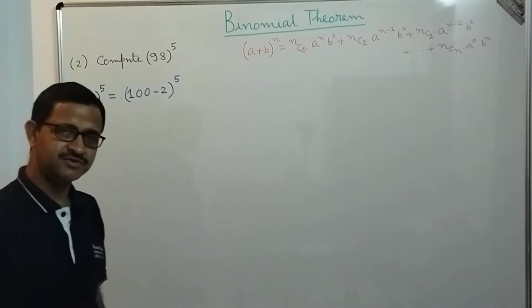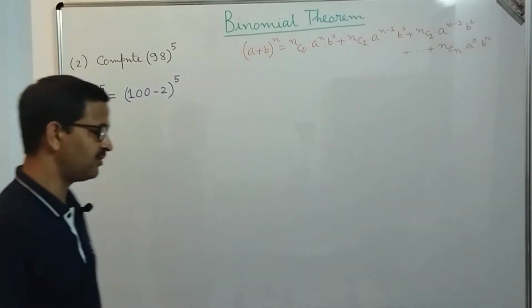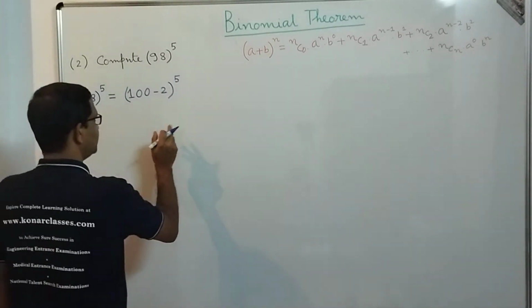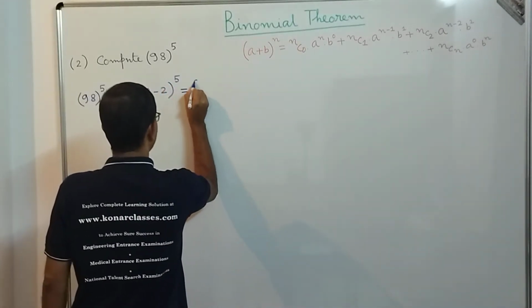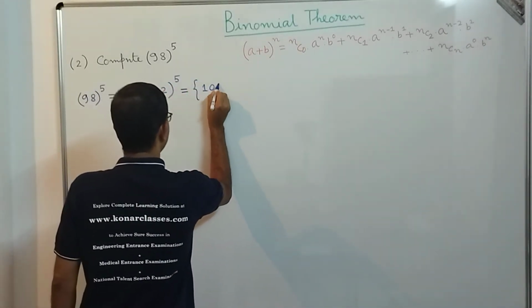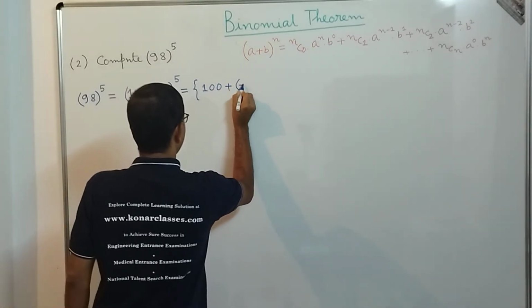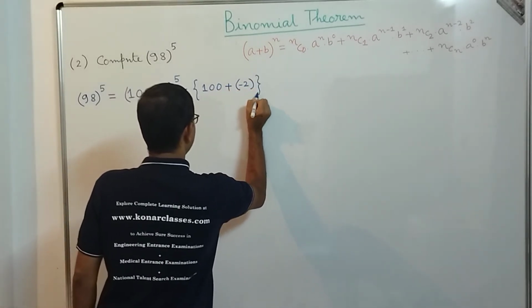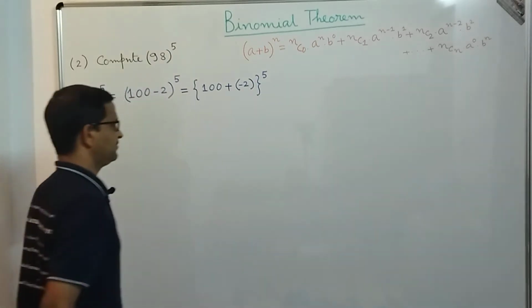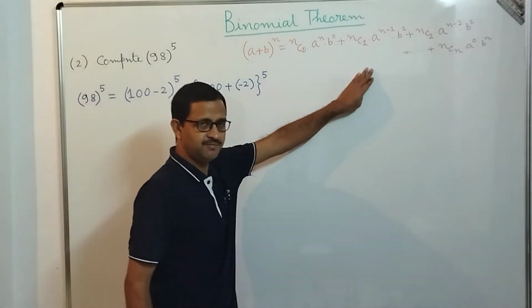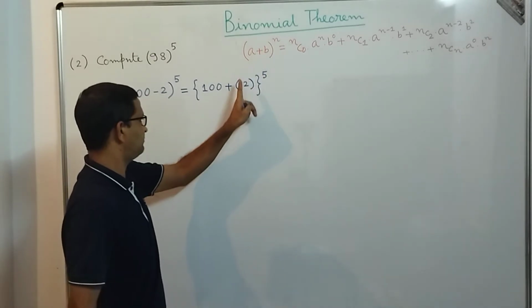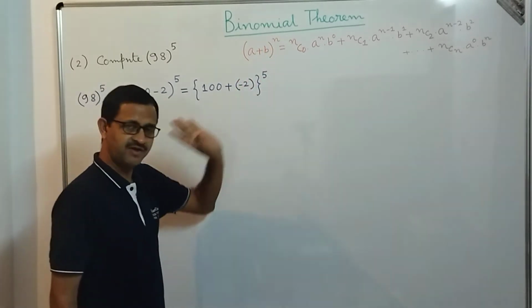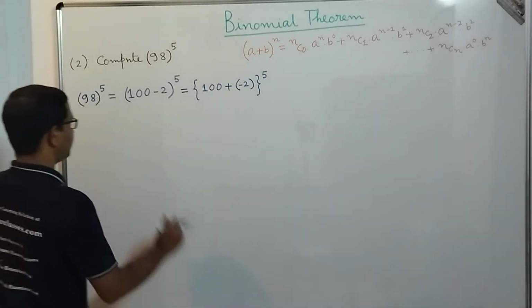Now (100 minus 2) to the power 5, we can bring to a formula, if you recall, that we have done. In fact, we can use this formula also. So that will be what? We can write (100 plus minus 2) to the power 5. If you apply this formula, we get the value of a as 100, the value of b is minus 2, and the value of n is 5. Correct? So now let's expand.